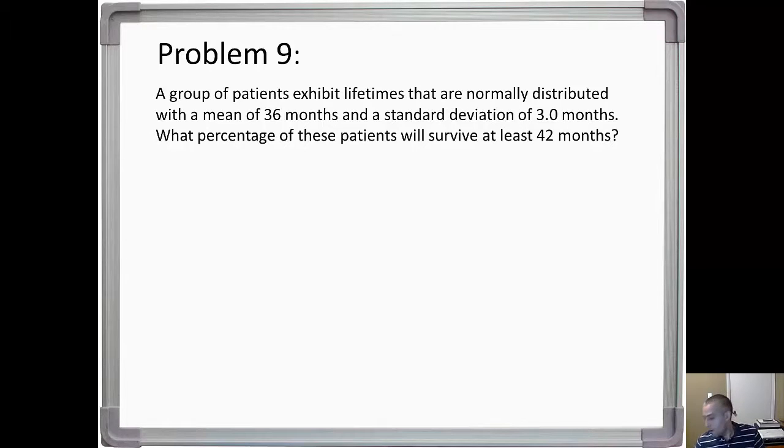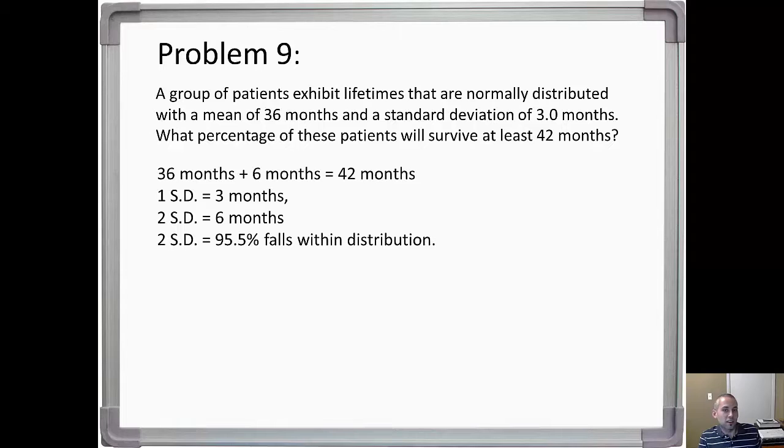Okay, so they give us the mean. We know one standard deviation is 3 months. So 2 standard deviations is 6 months, which would be 42 months. So we're essentially going up by 2 standard deviations. Okay, but to answer this question, yeah, here we go. 36 months plus 6 months is 42 months.